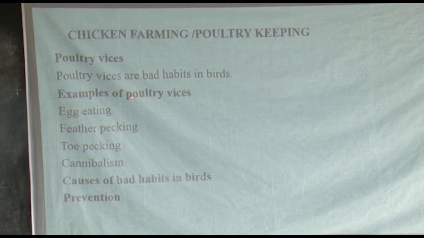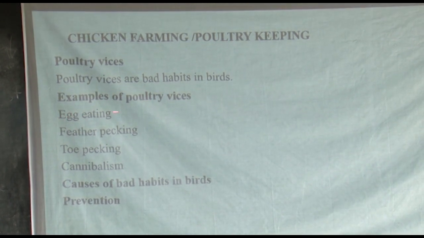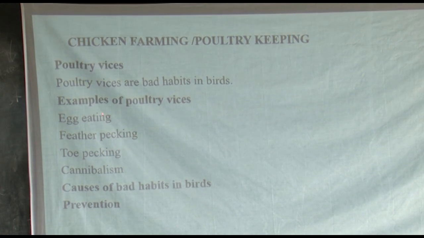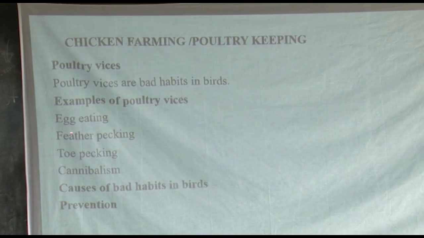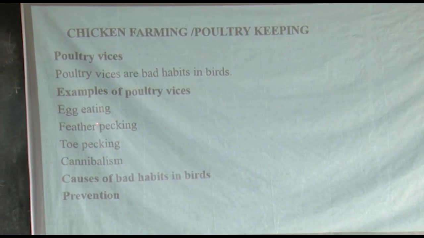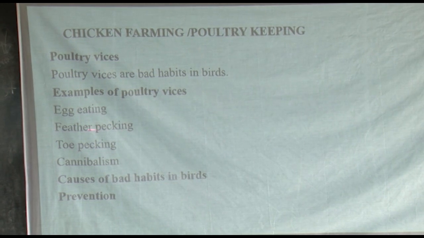Majorly, among these bad habits in birds, we commonly have egg eating, where you find the hens or the birds will begin eating eggs which they laid. Then you find feather pecking, where they will begin pecking the feathers from other fellow birds. Then you have toe pecking. Then we have cannibalism, where the hen is pecked and then eaten up by the fellow chicken. This is a very bad habit in birds.